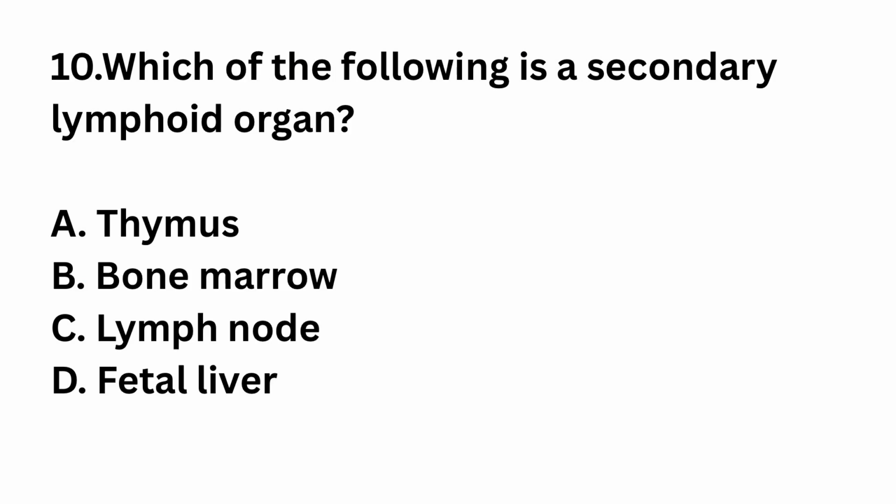Question number 10. Which of the following is a secondary lymphoid organ? Thymus, bone marrow, lymph node, fetal liver. The right answer is option C, lymph node. It is the site where lymphocytes encounter antigens. Immune activation commonly begins here.